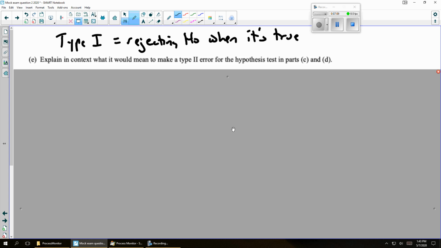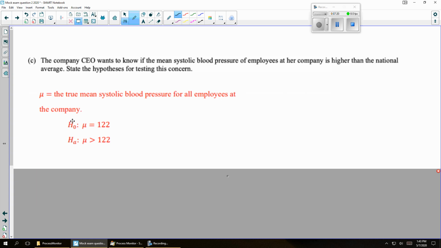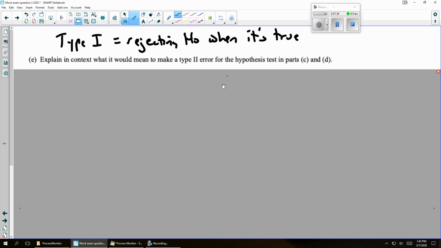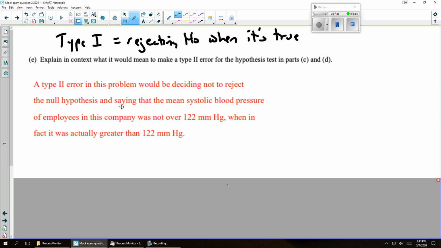A type 2 error is the other error, so I must have continued to believe H0 when it was false. So I've continued to believe H0, but I ought to reject that because it is false. So I've continued to believe that the average blood pressure at this company is just like the rest of the country, when in fact it's actually higher at this company. Deciding not to reject the null and saying that the mean blood pressure is not over 122 when in fact it is greater than 122.